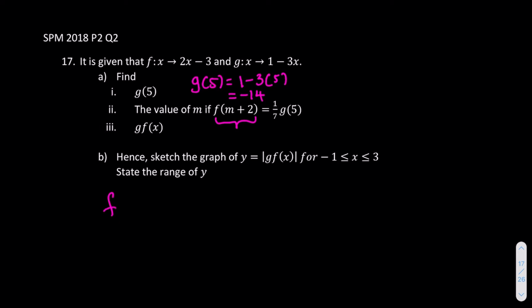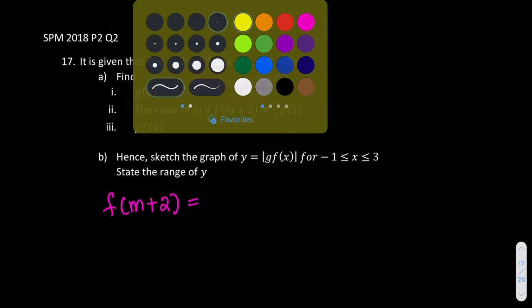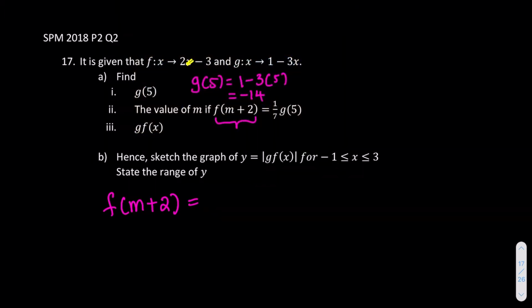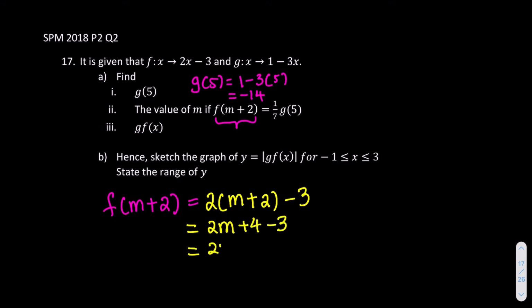When I say f of m plus 2, it means that we go to the function f, and the x is no longer unknown. We know the x is now m plus 2. So this is why we have 2 times m plus 2, minus 3. Then I just need to expand: 2m plus 4 minus 3. And compute it, we have 2m plus 1. So we're done for this one. This is basically 2m plus 1.